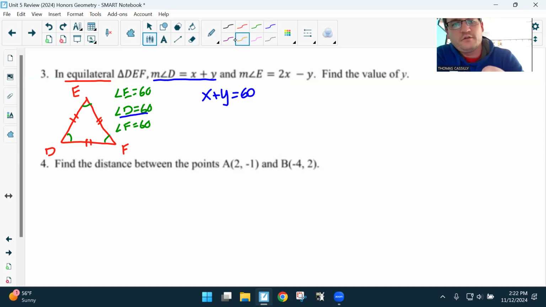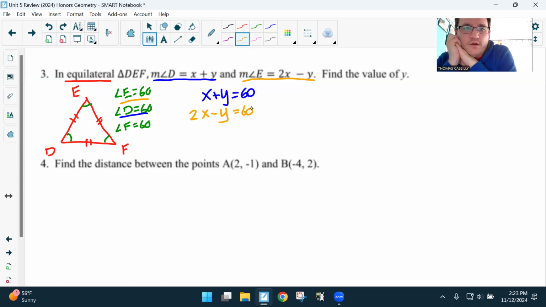Maybe in another color, we have angle E. Angle E is 2x minus y. I know angle E is also 60 degrees. So how about this? How about 2x minus y equals 60? Right? So this is a system of equations.